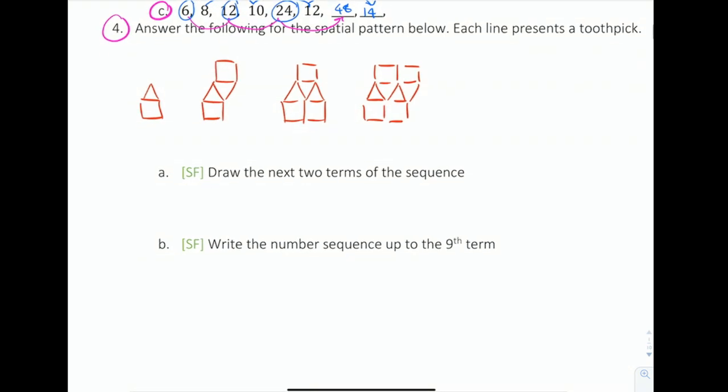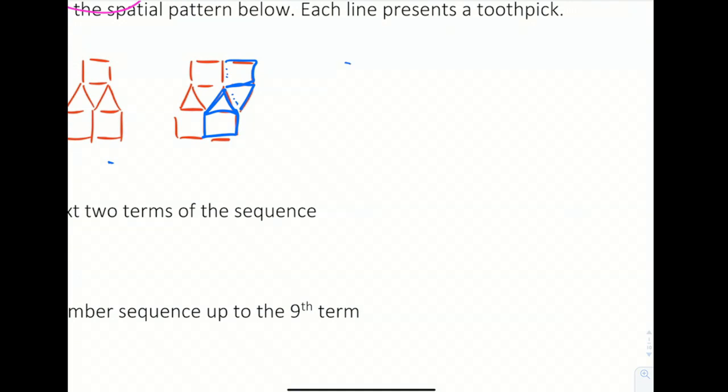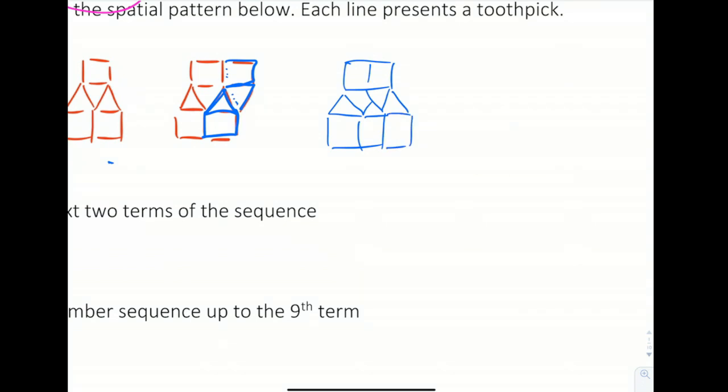So it says, enter the following spatial pattern. Each line represents a toothpick. Draw the next 2 terms of the sequence. Following along the sequence from here, it looks like I'm adding basically one of these little houses every time, but I'm borrowing some edges from this house, and I add one more. Obviously, I'm sharing some extra edges here, so that edge there is being shared, and that edge there is also being shared. So to do the next 2, I would just copy that. The next one looks like that, and the next one after that, I'll probably have 3 up top.